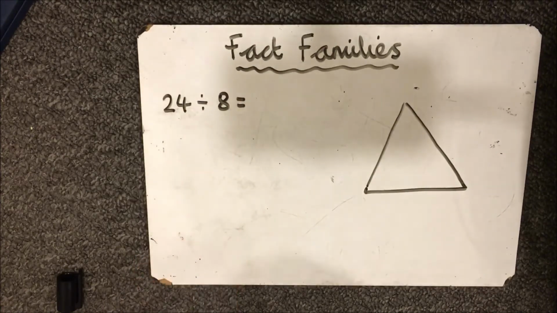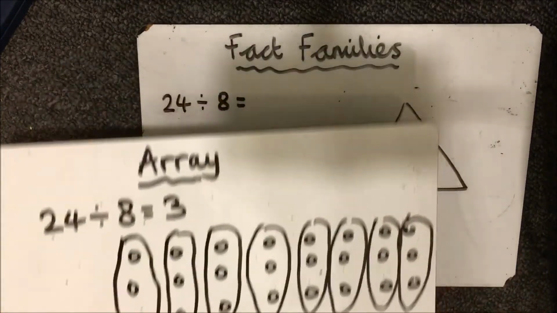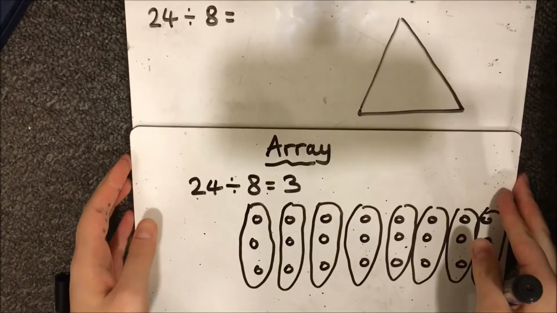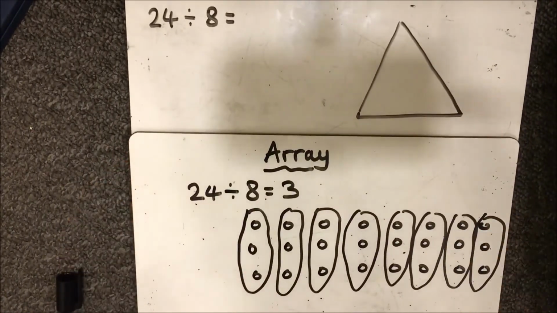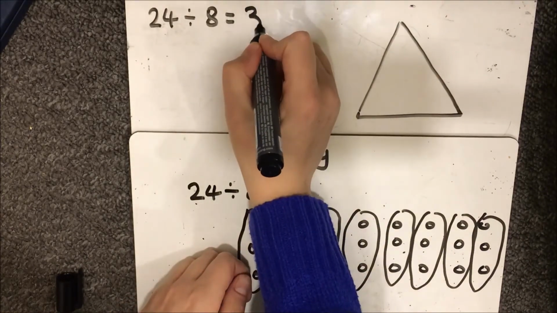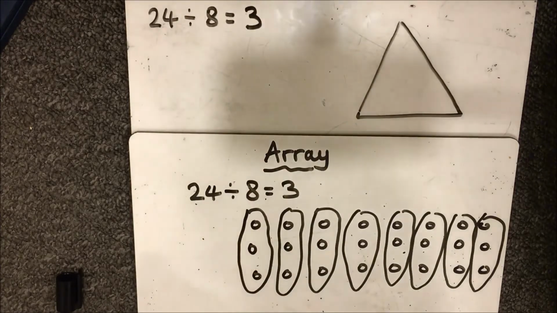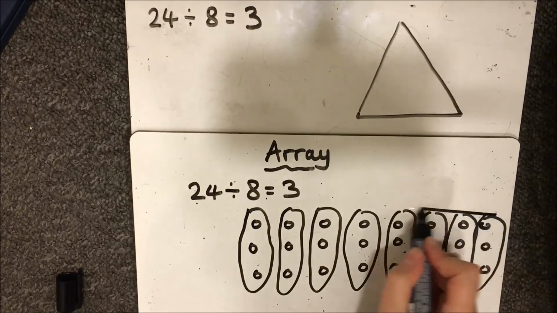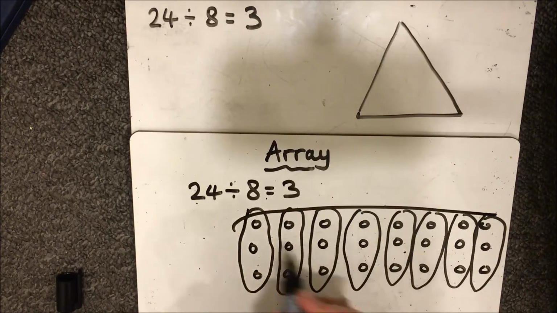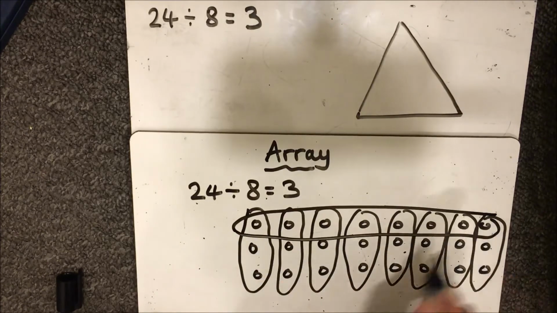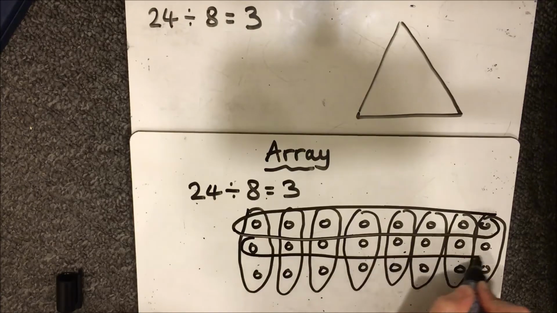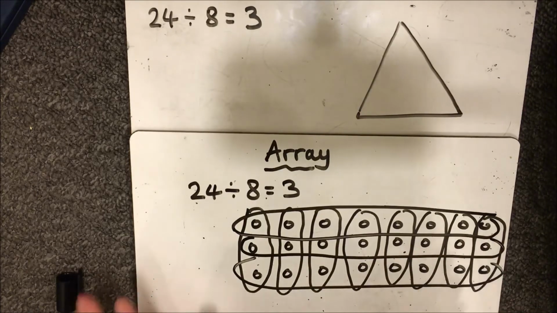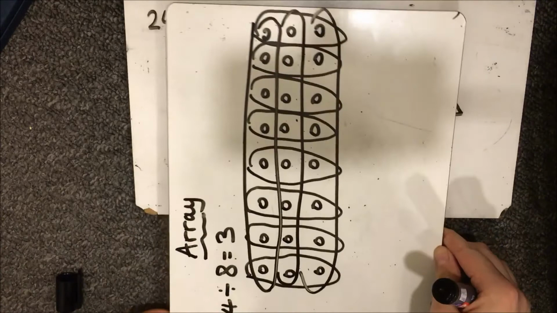So earlier on, we did our array for 24 divided by 8, which I also have here. So we can have 24 divided by 8, we know is 3. Do you remember we looked at arrays in different ways? We've still got 24. We haven't taken away or added any footballs here. What if I do it this way? I'm going to turn it around this way. What would my number sentence be?